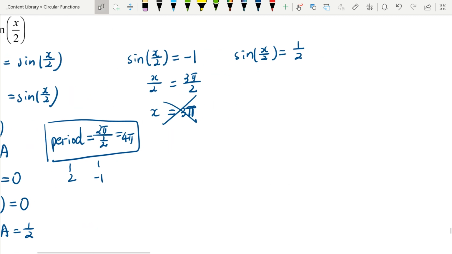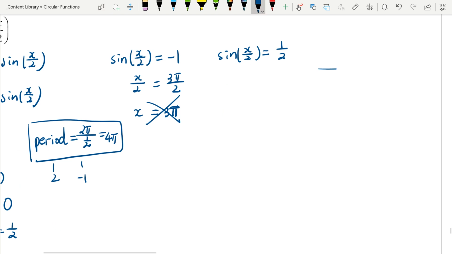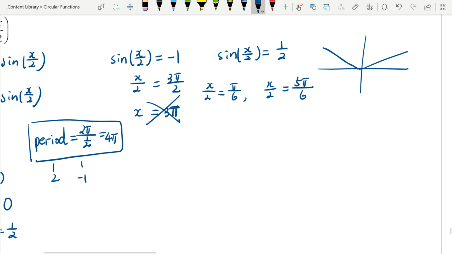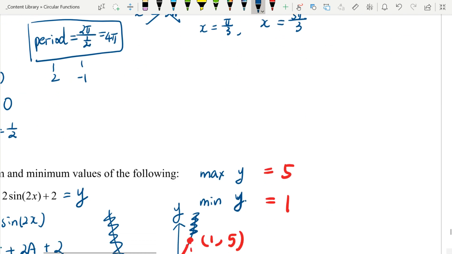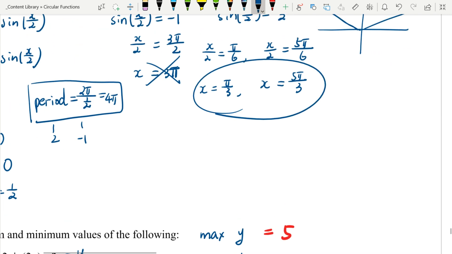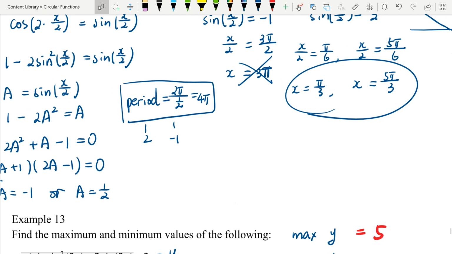Okay, sine what equals half? Pi over 6 is one value. What's the other one? 5 pi over 6. So x over 2 equals pi over 6 or x over 2 equals 5 pi over 6. So x equals pi over 3 or x equals 5 pi over 3. Can I add or subtract the period on that? No, 4 pi is too large. So the only two solutions we have are those two.